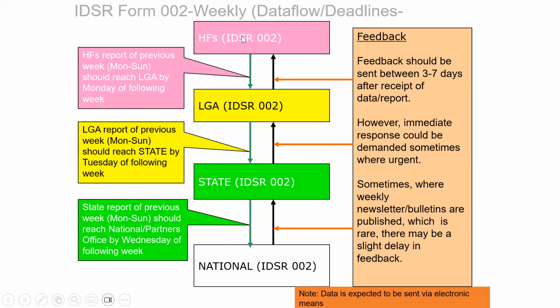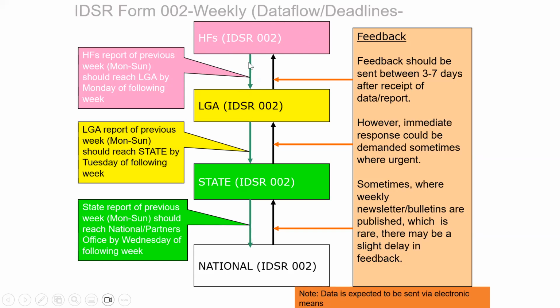And it goes, the reports for the Monday to Sunday should reach the LGA by the Monday of the following week. So there is an LGA disease surveillance and notification officer. The health facility sometimes will have a surveillance officer, but again, it might just be any health worker in the health facility whose responsibility is to fill out this form.